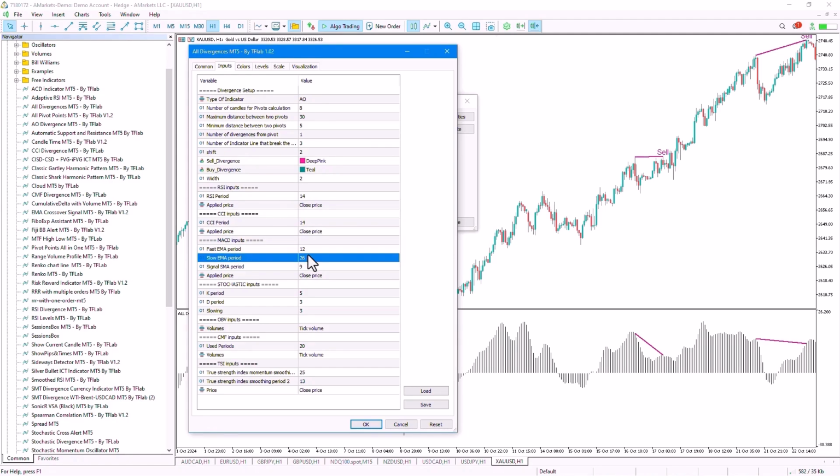The next section pertains to the MACD indicator, where we can set the fast-moving average period. Here, we can select the slow-moving average period. And finally, the SMA signal line period in this section, along with the type of price calculation. The next section contains the settings for the stochastic indicator, where we can change the K period, D period, and the slowing period in this section.